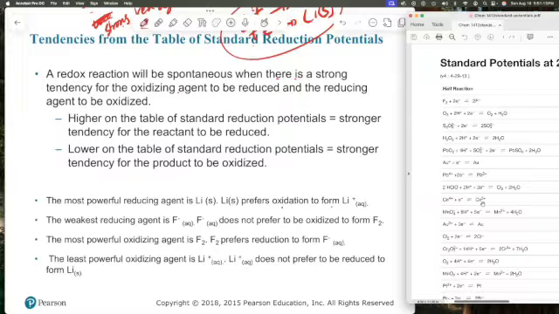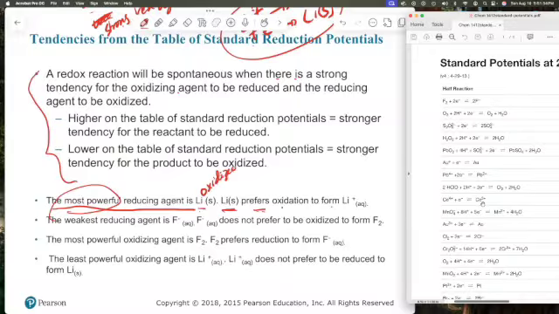Yeah, I have described this part here, so I'm not going to repeat that part. The most powerful reducing agent is lithium. I already described that. You see how they say it here? Lithium solid is the one that wants to be oxidized, and therefore, because it wants to be oxidized, it's a powerful reducing agent. Lithium solid prefers oxidation to form lithium ion. You see what I'm telling you right now?